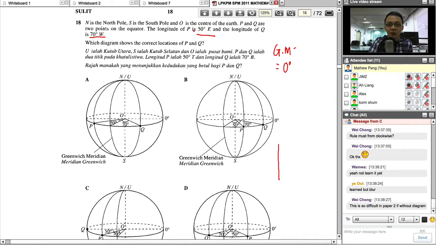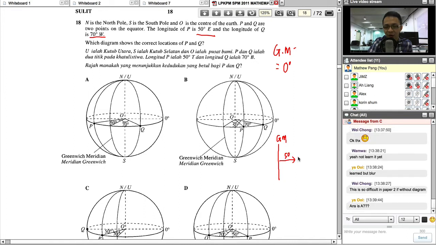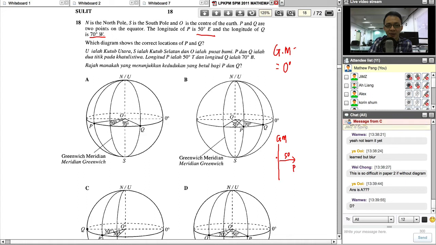Alright, so it says P is 50E. That means from the Greenwich meridian, I must go 50 degrees to the east side. So then I will get my P here. And then it says Q is 70 west. So from the Greenwich meridian, I must go 70 degrees to the west. Then I'll get my Q here.